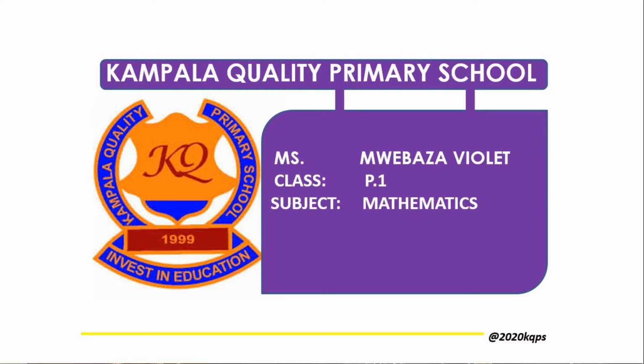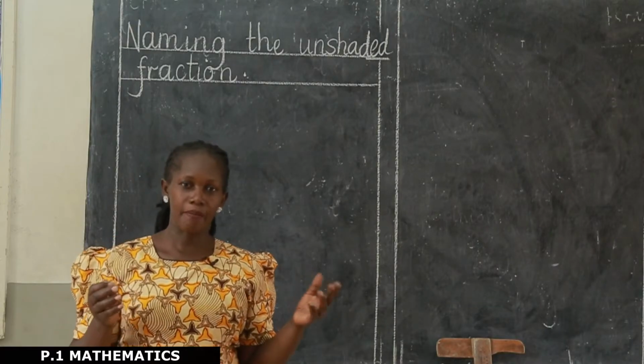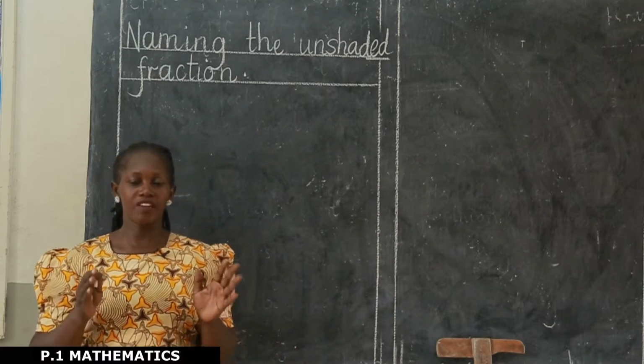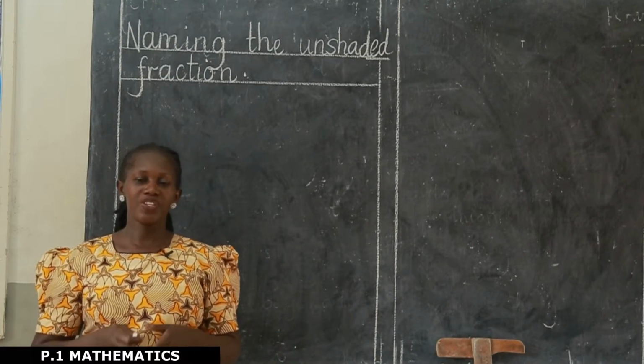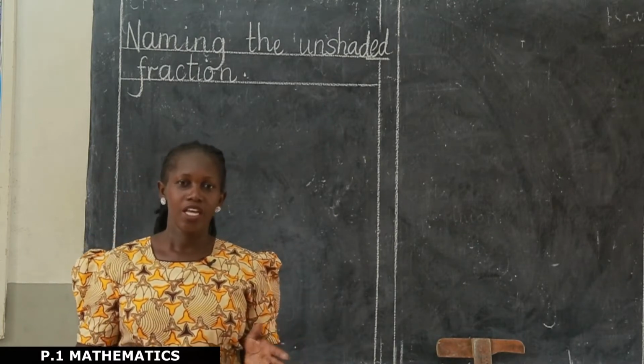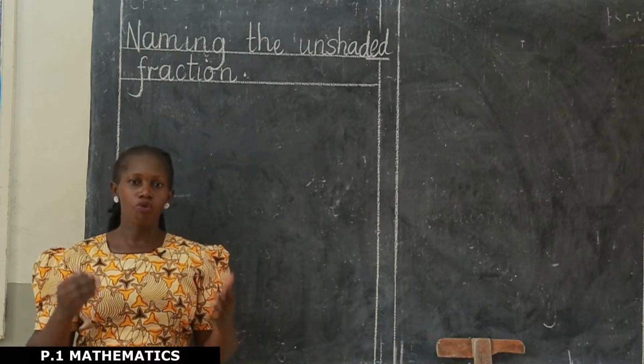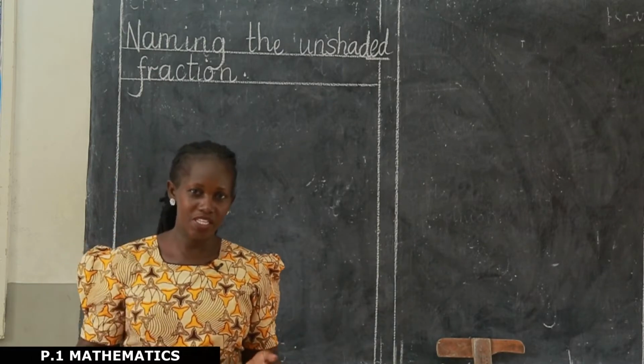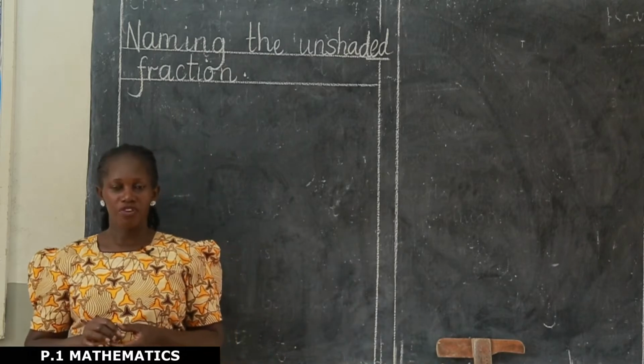A fraction is part of a whole, and I told you a whole means one full thing. If it's a full mango, it's a whole. If it's a full apple, it's a whole. If it's a loaf of bread, it's a whole. But once you cut it into pieces, there you're making fractions.